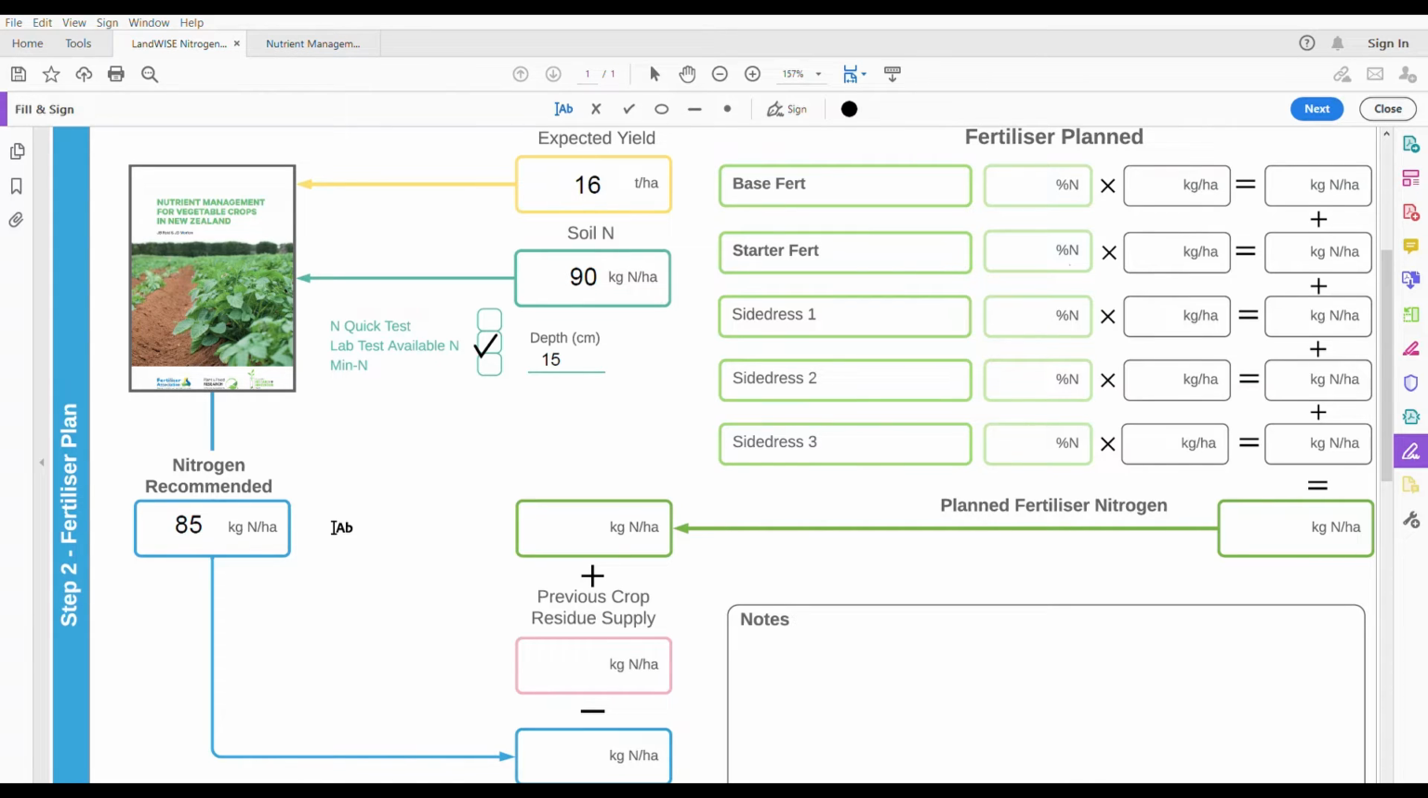In our case, the paddock had come out of a grazed barley crop a few weeks before, which is around 1% nitrogen. There were only small scatterings of residue on the soil surface, less than 100 kilograms per hectare, so we will assume that the nitrogen supply from this residue is zero.